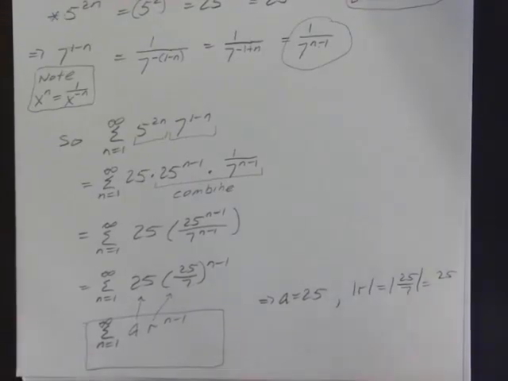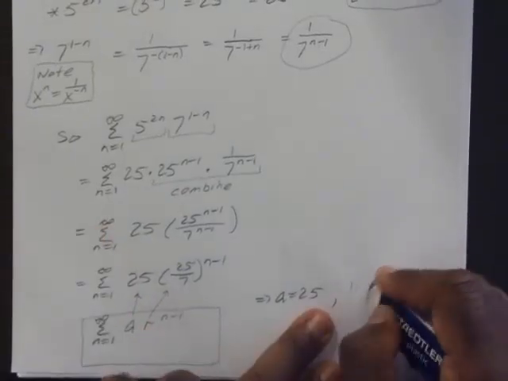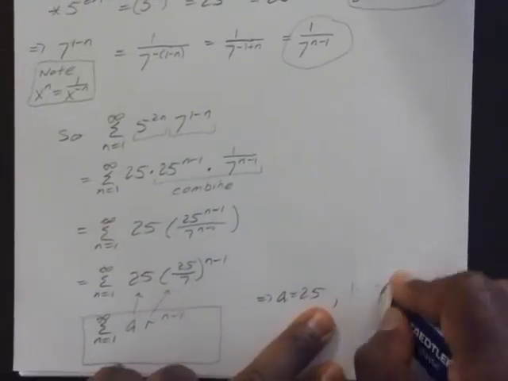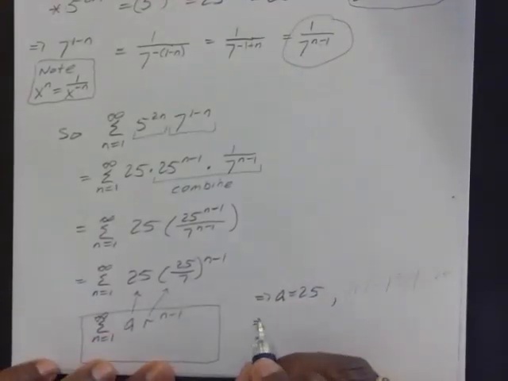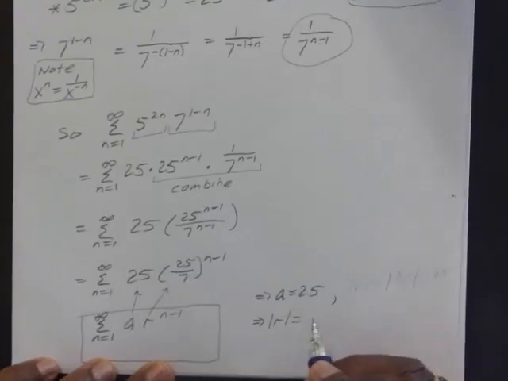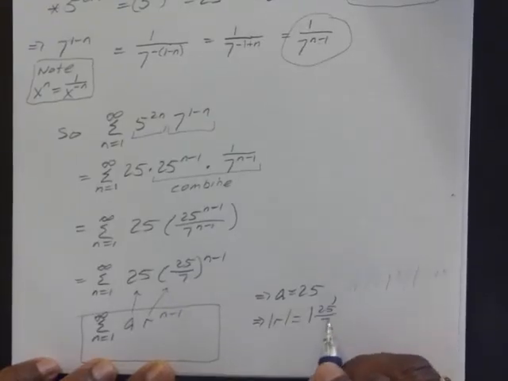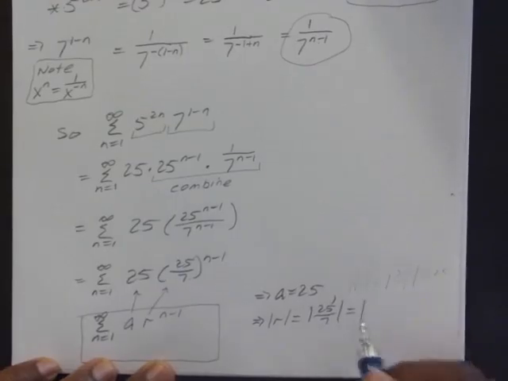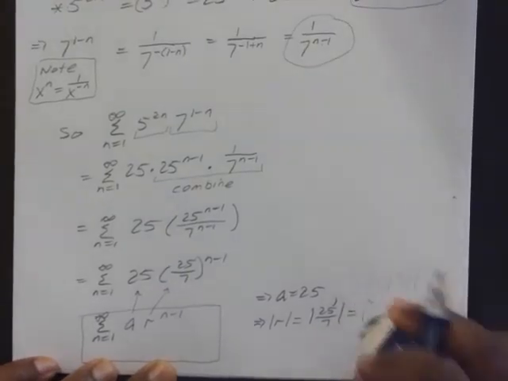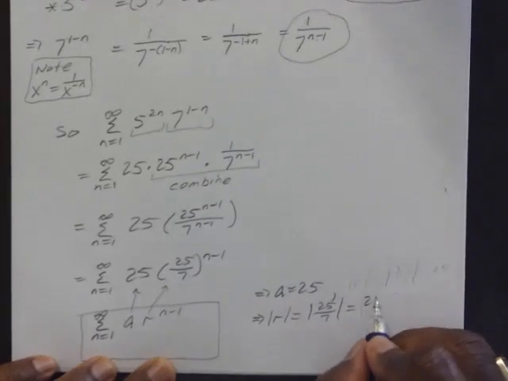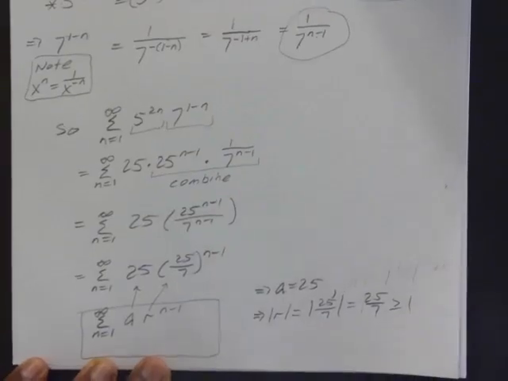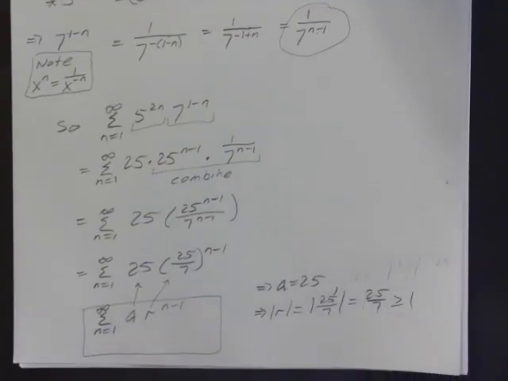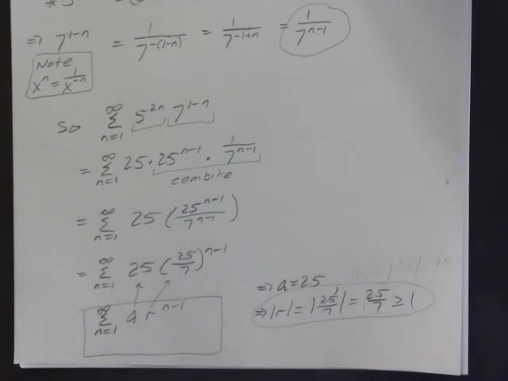I'm going to put that below it so I can have enough room to write next to it. The absolute value of r, the absolute value of 25 over 7, is 25 over 7, which is greater than or equal to 1. So that lets us know right there that the series diverges.